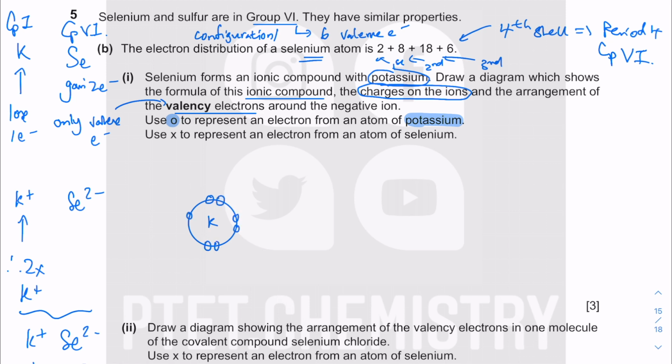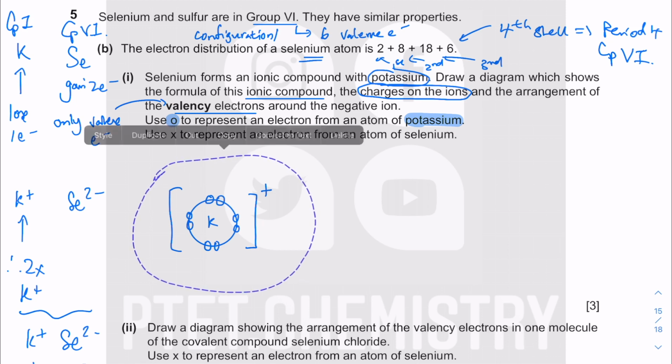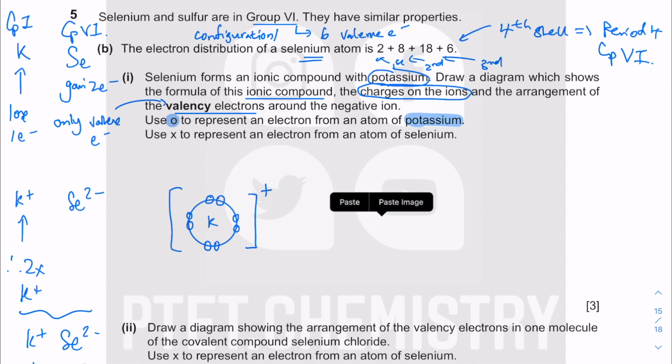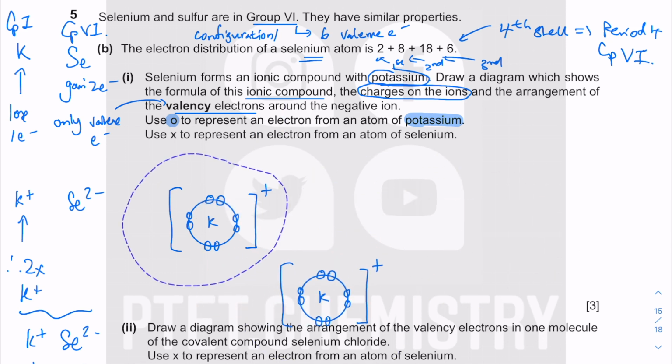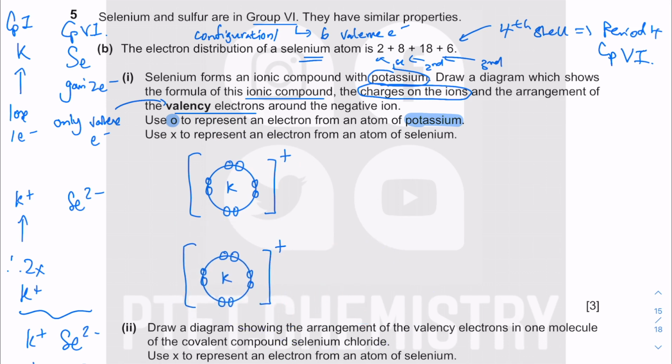So after potassium loses the 1 outer shell electron, you get a K+. Do not forget the charges, even if they don't tell you to. When it's an ion, it's a K+. You need 2 of it. So either you draw 2 of it, like this, or like this. I could draw 1 there and 1 there.